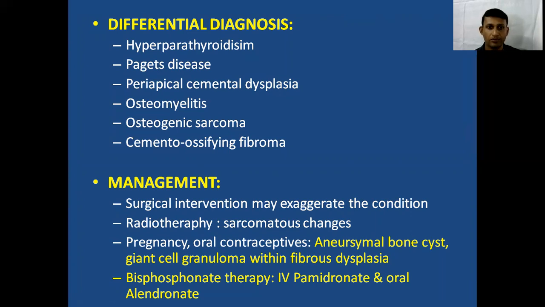But we should also be careful that surgical intervention may exacerbate the condition. Radiotherapy is not recommended, as the patient may have sarcomatous changes. Pregnancy and contraceptive pills can lead this fibrous dysplasia into an aneurysmal bone cyst or giant cell granuloma within the lesion. So medical management includes bisphosphonate therapy, especially IV pamidronate and oral alendronate.